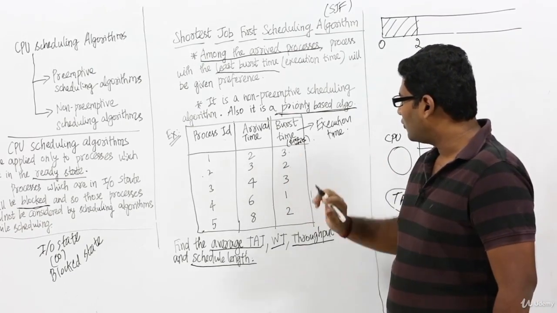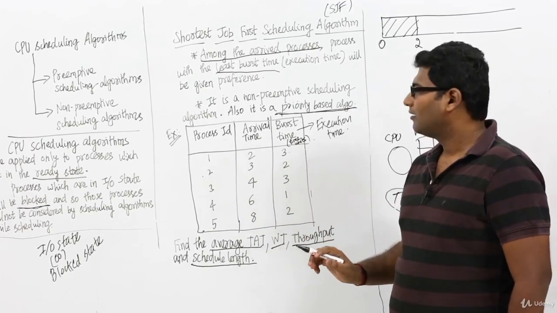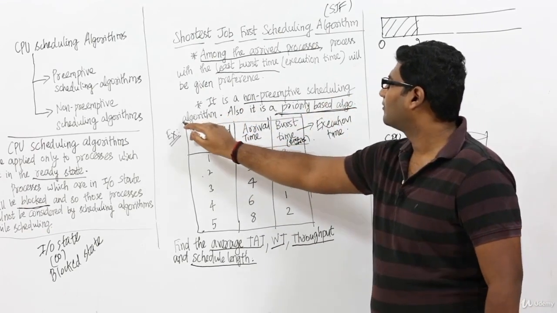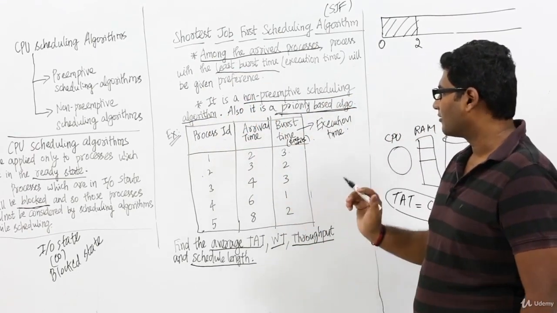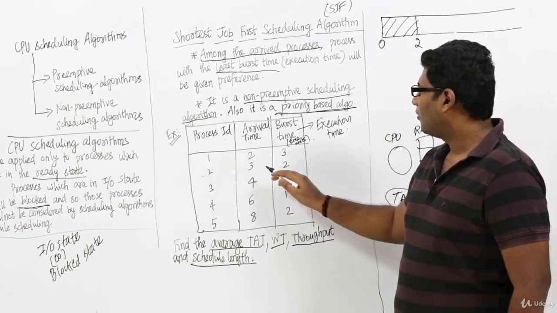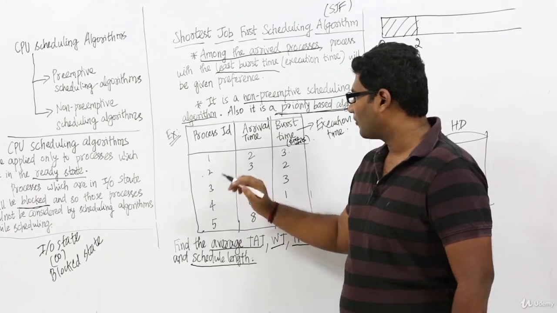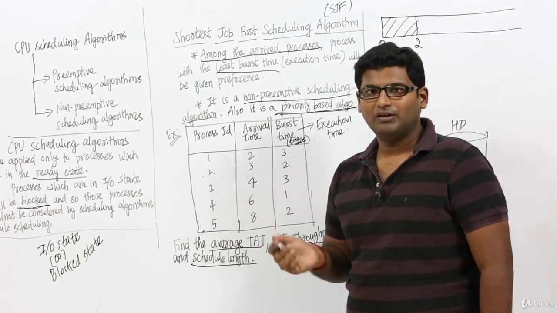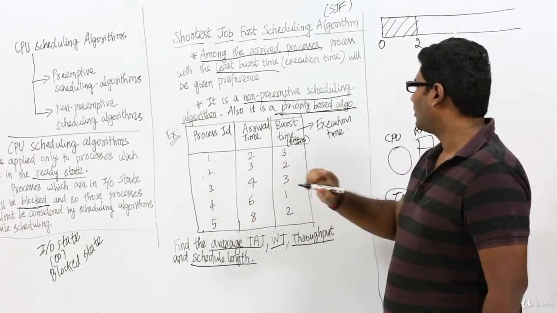Now at time unit 2, the only process which has arrived is process P1. Okay, see, it is a non-preemptive scheduling algorithm. Have that point in mind. Our SJF is a non-preemptive scheduling algorithm. Fine. Now at time unit 2, only process P1 has arrived. I'm going to take 1 as P1, 2 as P2, 3 as P3. Okay, process. Fine.